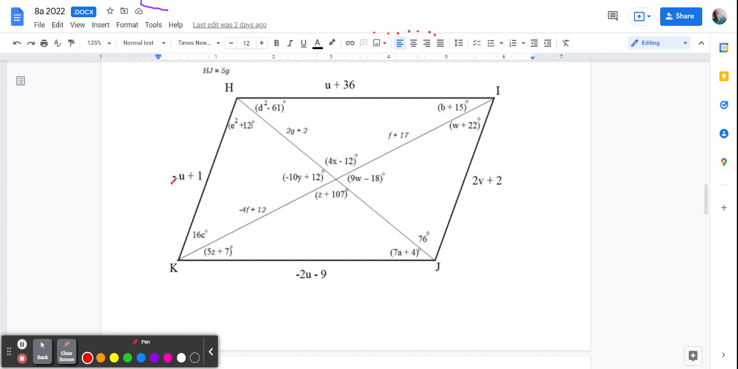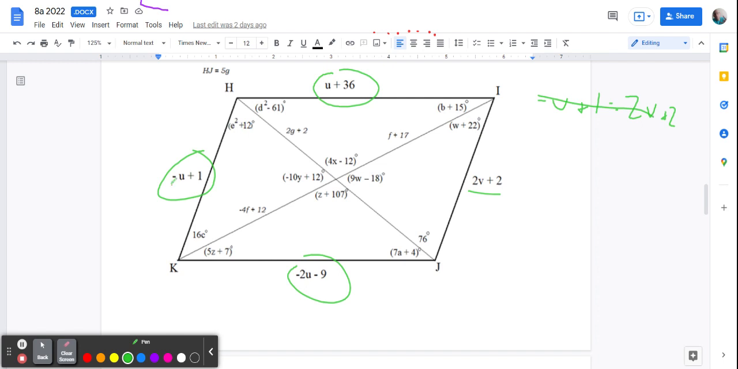First thing that we know is that it's a parallelogram. We're starting with u. So I have a u plus 36, a 2u minus 9, and a negative u plus 1. And over here I have 2v plus 2. Now we know that the negative u plus 1 is equal to 2v plus 2. However, different variables, so we can't do anything with that yet.